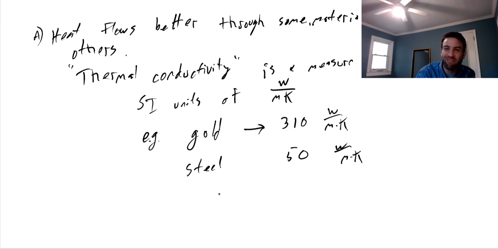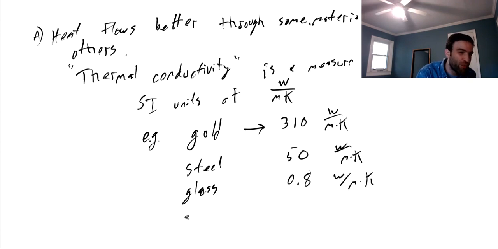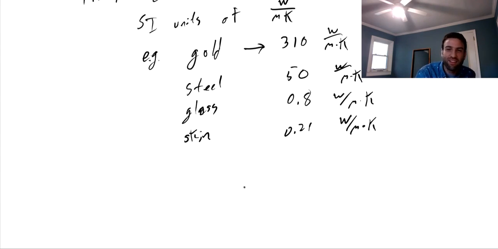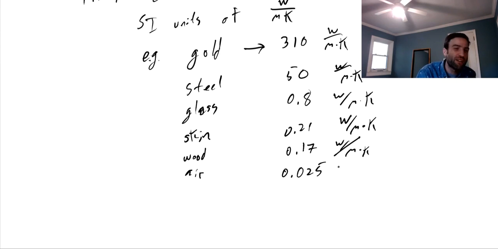What else do I have on this list? Window glass, about 0.8 watts per meter Kelvin. We're getting weirder. Human skin, 0.21 watts per meter per Kelvin. Wood, I think this is a number I looked up for oak, 0.17 watts per meter per Kelvin. And air, 0.025 watts per meter per Kelvin.